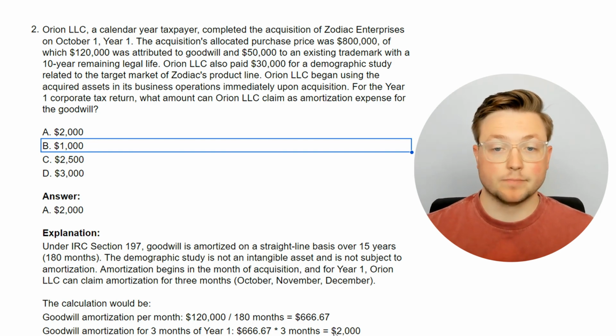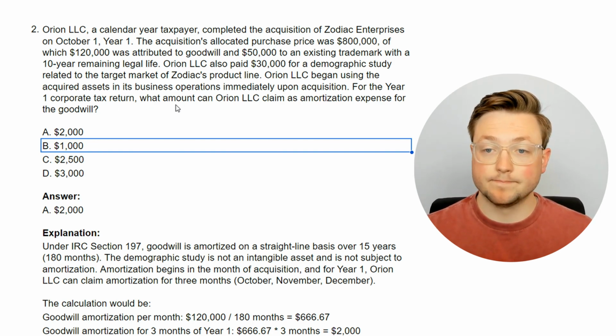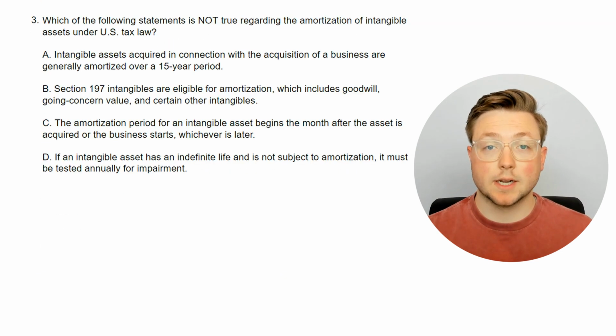So that one's pretty straightforward. We just needed to calculate the amortization for the goodwill. All right, let's go to the next question. Okay, here's the next question.